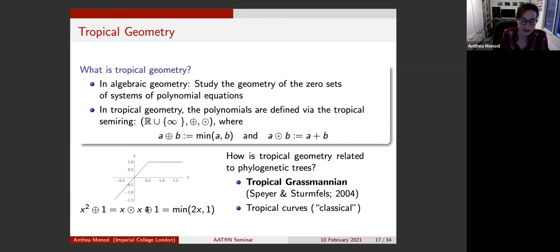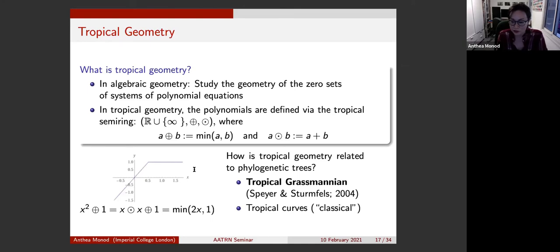So basically, in tropical geometry, we study the zero sets of polynomials given by these operations. Here's an example of a tropical polynomial, x squared plus one. You take all of the operations and replace them by their tropical counterparts. It turns out that the tropical polynomial x squared plus one is just the minimum between two x and one. So you get this piecewise linear, skeletal structure. Tropical geometry can be seen as a skeletal version of algebraic geometry.